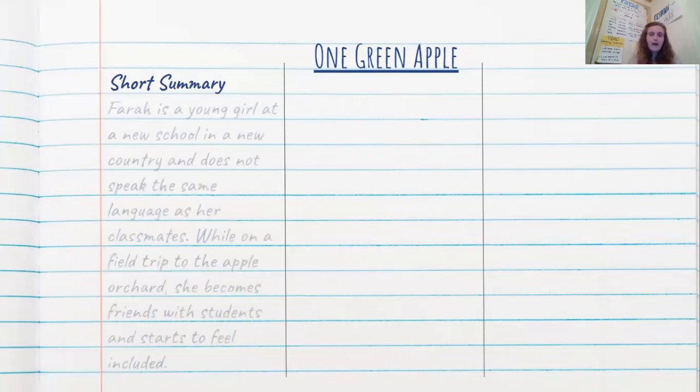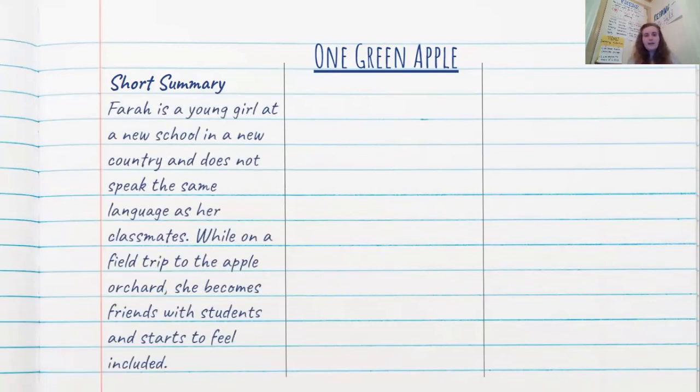All right, so my summary was Farah is a young girl at a new school in a new country and does not speak the same language as her classmates. While on a field trip to the apple orchard, she becomes friends with students and starts to feel included. So just a short summary reminding me of what happened in our story.